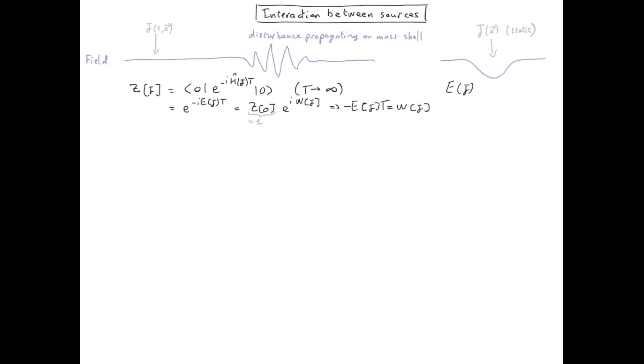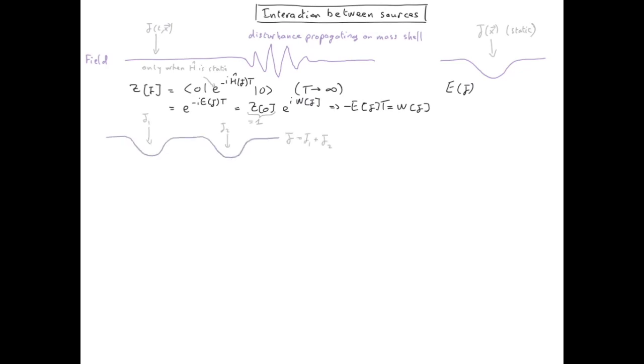Note that it's important for our source to be static, that is, to not depend on time, because otherwise the Hamiltonian will be time dependent, and in this case the evolution operator will take a more complicated form. In fact, what we would like is not the energy induced by one source, but the interaction energy between two sources.